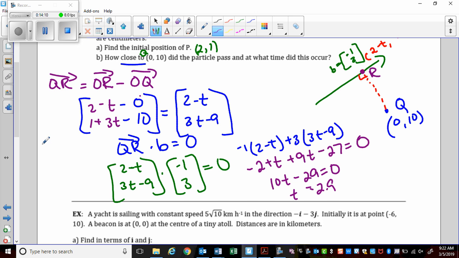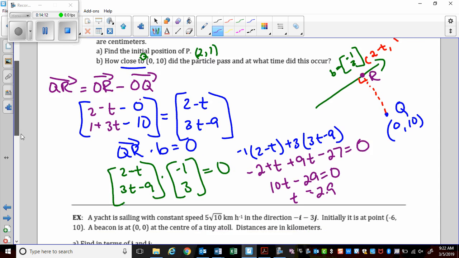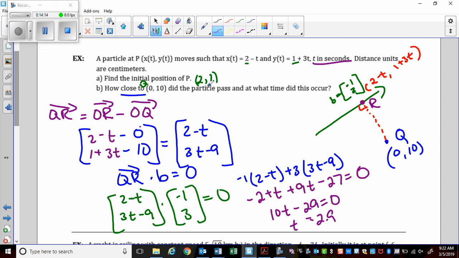I believe we're in seconds. Distance, or t is in seconds, sorry. T is in seconds. So 2.9 seconds. Okay. Now that is actually a different question than how close did it pass? So this is the closest at 2.9 seconds. So what time did it occur? We answered what time did it occur. But how close was it?